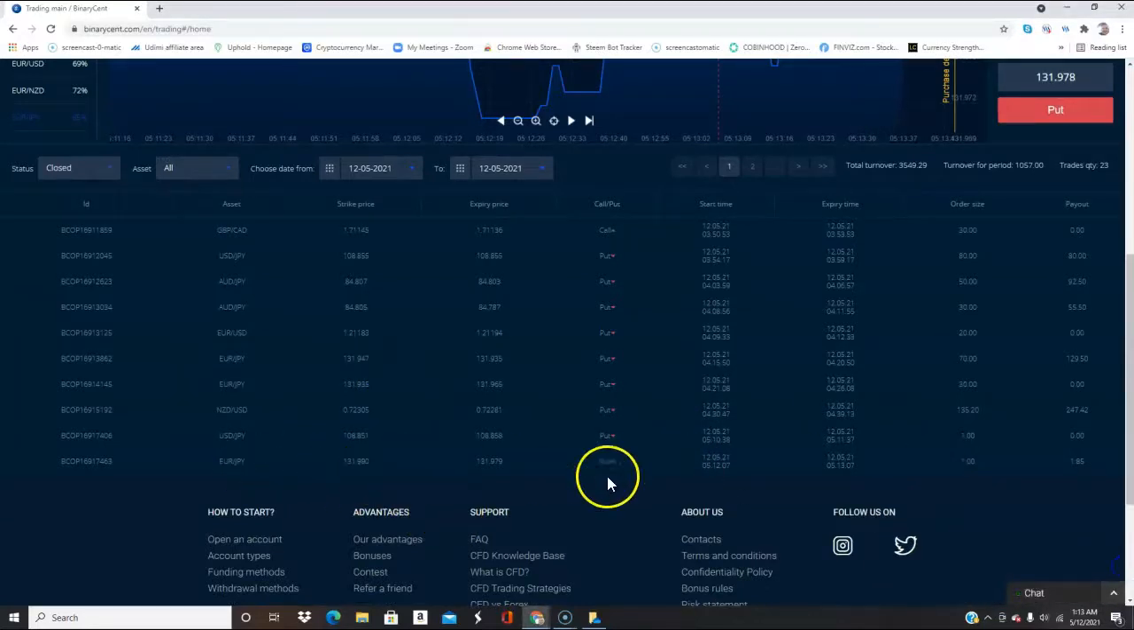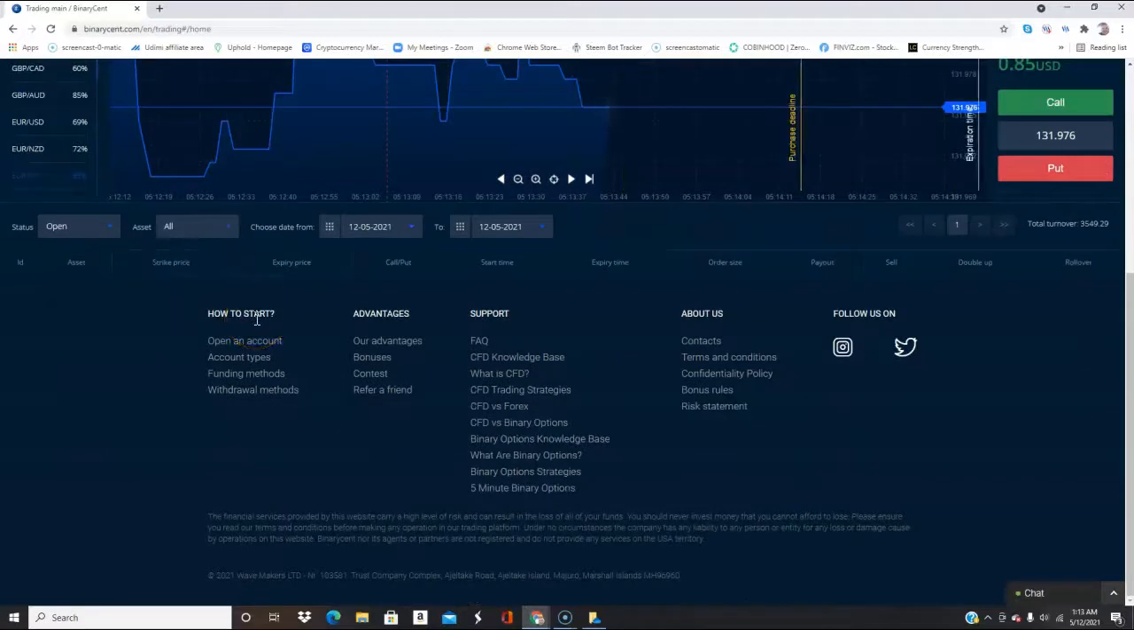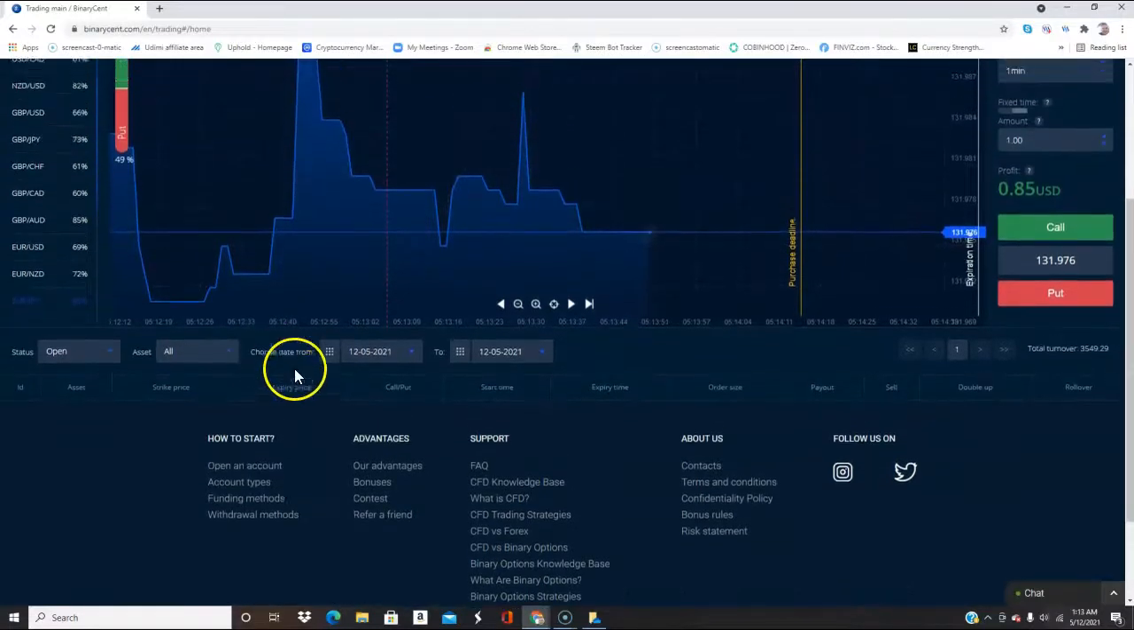As you can see here, guys, with Euro JPY, we were risking a dollar and we got back a dollar 85. So that was paying 85%. So if we were to risk $10 on that particular trade, our payout would be $8.50.